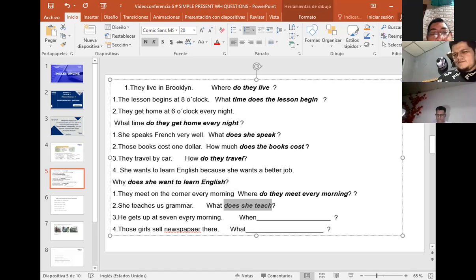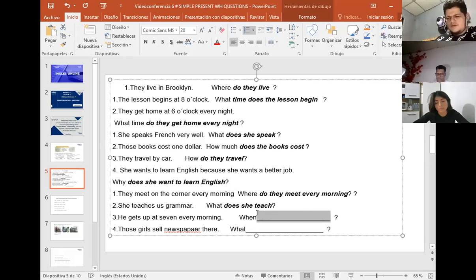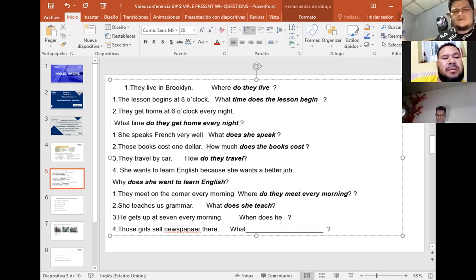He gets up at 7 every morning. Ella se levanta a las 7 todas las mañanas. ¿Cómo sería ahí la pregunta? Teacher, yes. When does he get up? Porque cambia el verbo. En teaches. Teaches. Recuerde que en la pregunta es teacher. Recuerde la regla de las terceras personas.